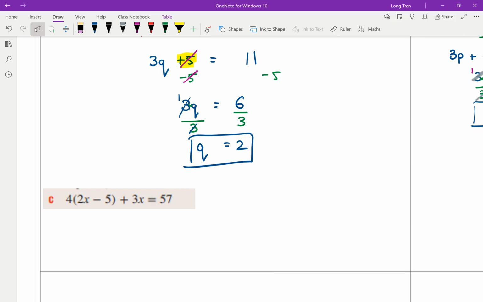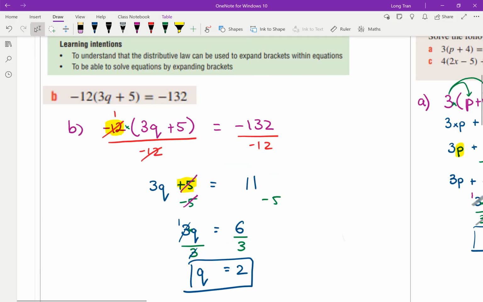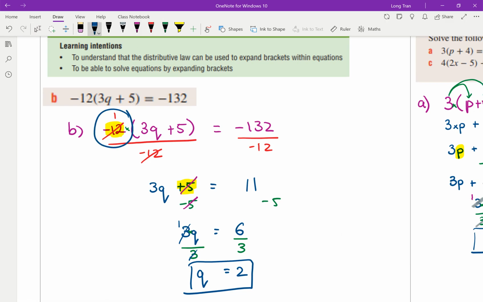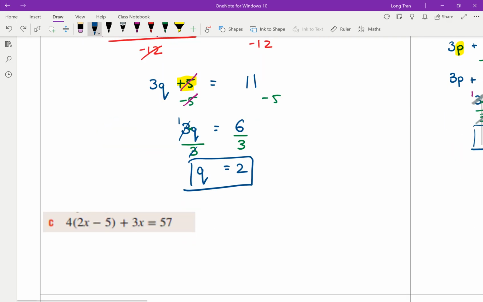You see here, you've got the brackets again. Now, if we followed what we did over here, we said that was negative 12, and you divide by negative 12, right? Well, here has a 4. Naturally, you would say, let's divide this by 4, because that's the opposite of times 4. But what's the problem already? 57 doesn't go into 4.